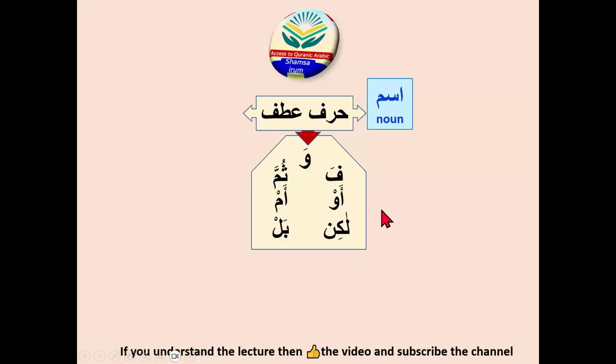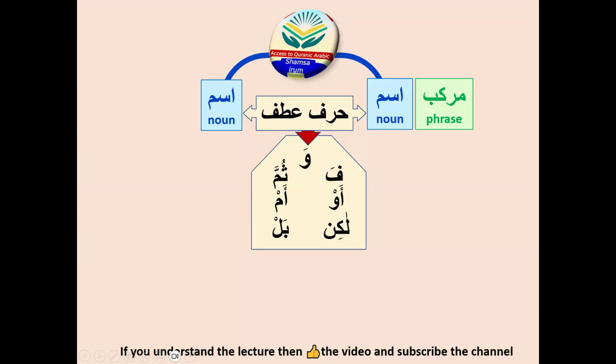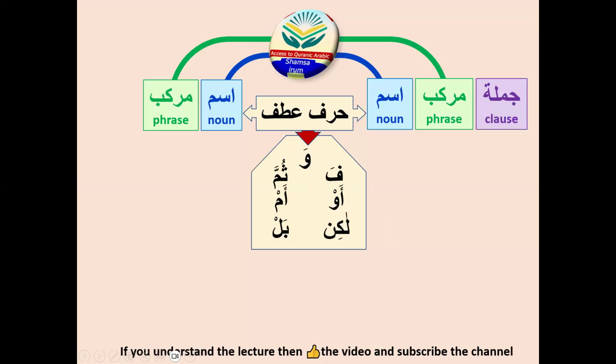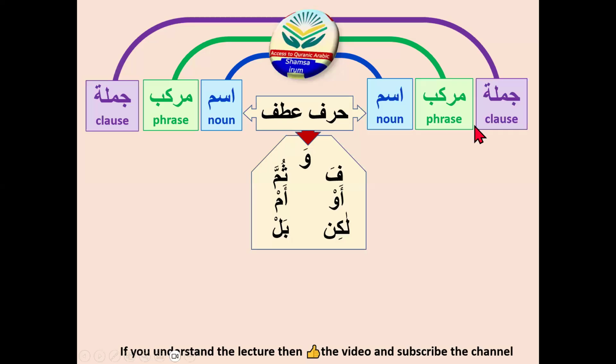If before the harful atf there is a noun, the noun will be connected with a noun. So it means harful atf joins noun with noun. And if before the harful atf there is a phrase, harful atf joins phrase with phrase. And if before the harful atf there is a clause or a sentence, harful atf joins jumla with jumla, meaning it will join sentence with sentence. Or you can say paragraph, or you can say clause.